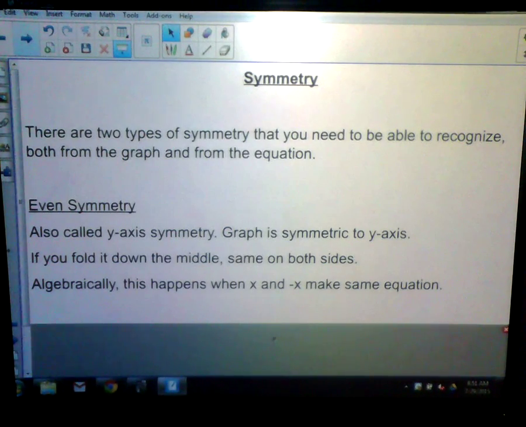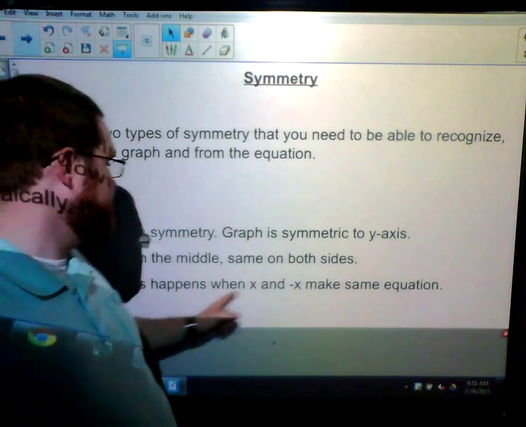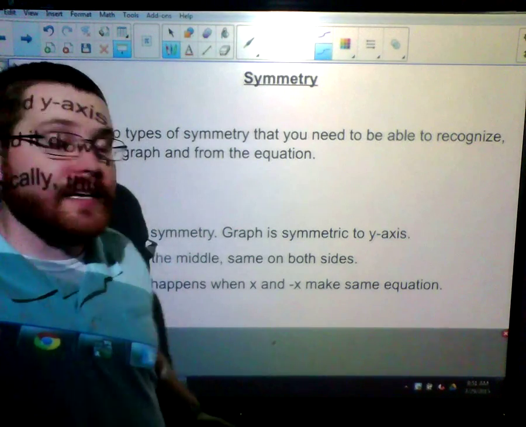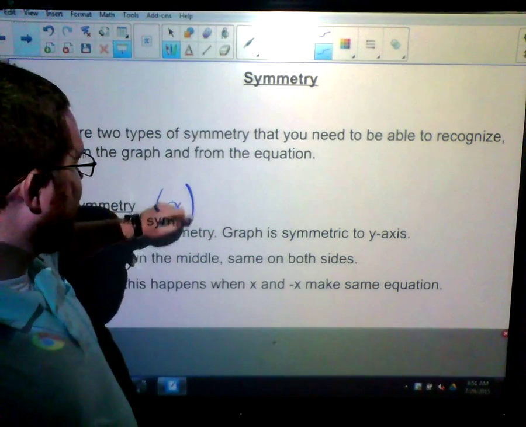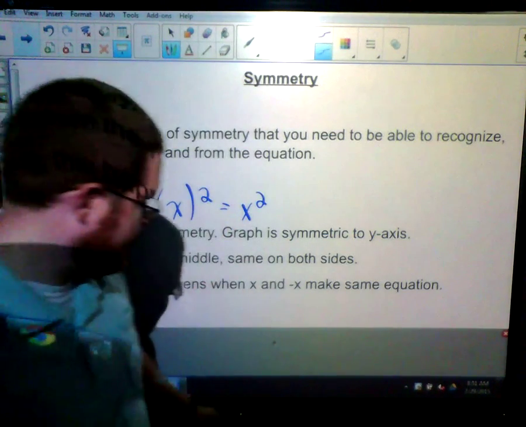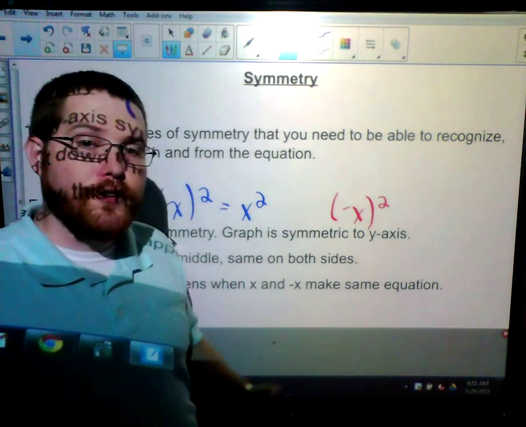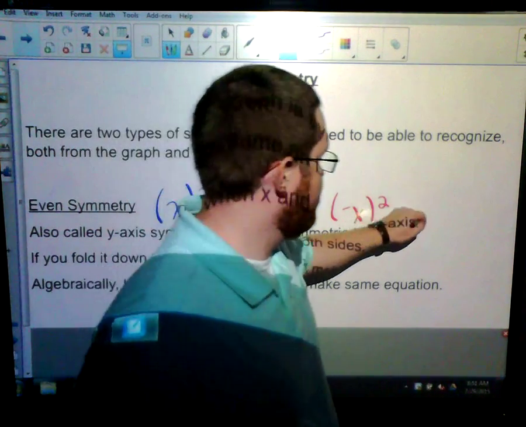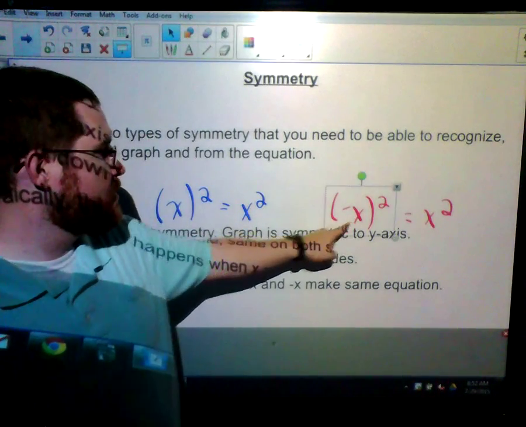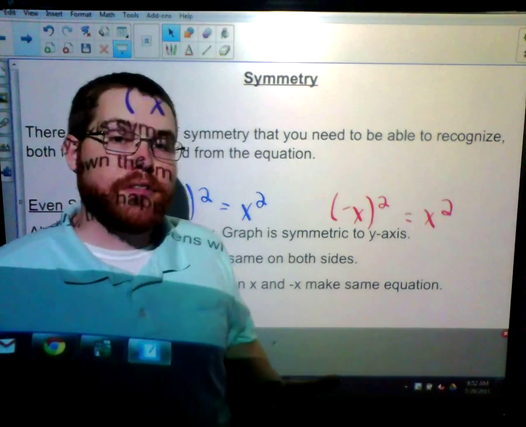Algebraically, this happens when x and negative x make the same equation. So let's talk about that real quick. People have some trouble with this. How can x and negative x make the same equation? I'll give you a very easy example. What's x squared? Well, that's easy. That's x squared. What's negative x squared? Well, if you square a negative, you're going to get back to a positive. Look, whether it's positive x or negative x, by squaring it, I get the same answer back. That's an even function.